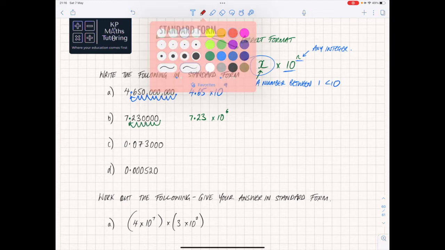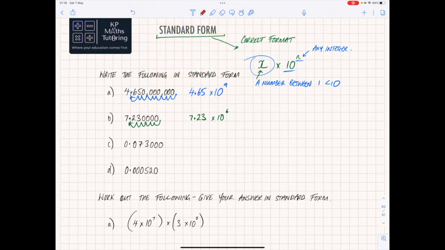So using the logic, you could also look at this next one. At the moment, the decimal is currently there, and I need to get it to 7.3. So I know my answer is going to be 7.3 times by 10. Now I'm thinking, how many times have I had to move that decimal?